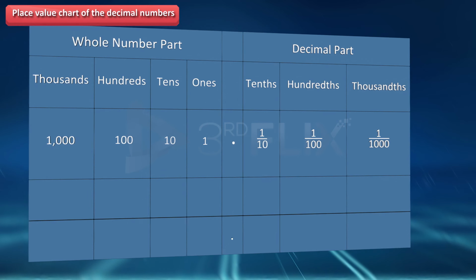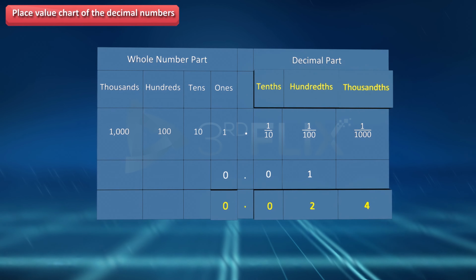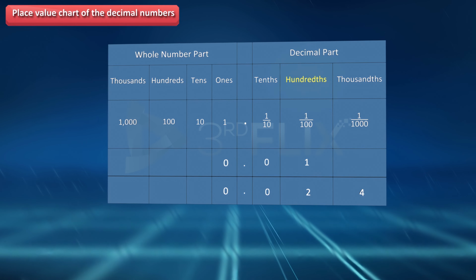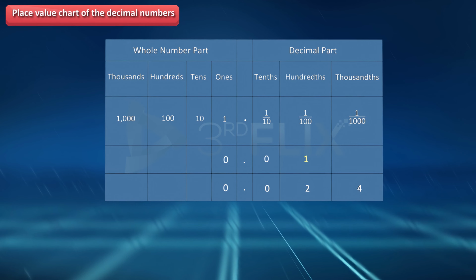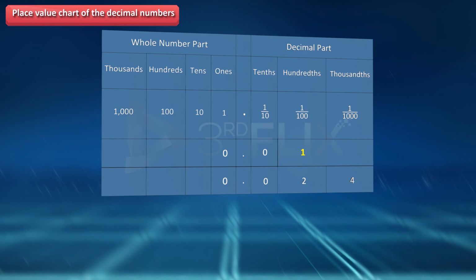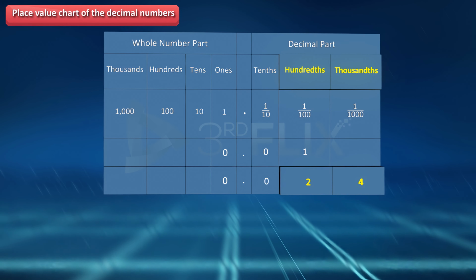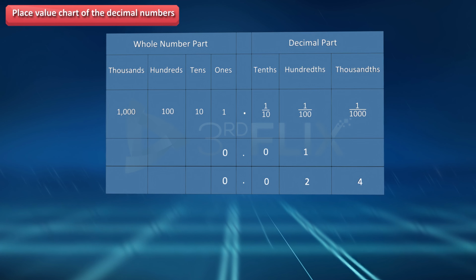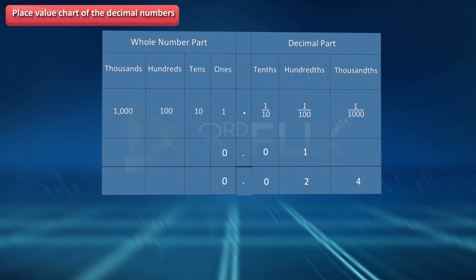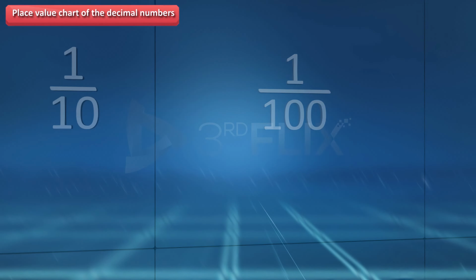If the number of digits in the numerator is less than the number of zeros in the denominator, we write zeros on the left side in the decimal. 1 by 100 represents 1/100th. 1 by 100 equals 0.01, read as zero point zero one. 24 by 1000 represents 24 thousandths. 24 by 1000 equals 0.024, read as zero point zero two four.